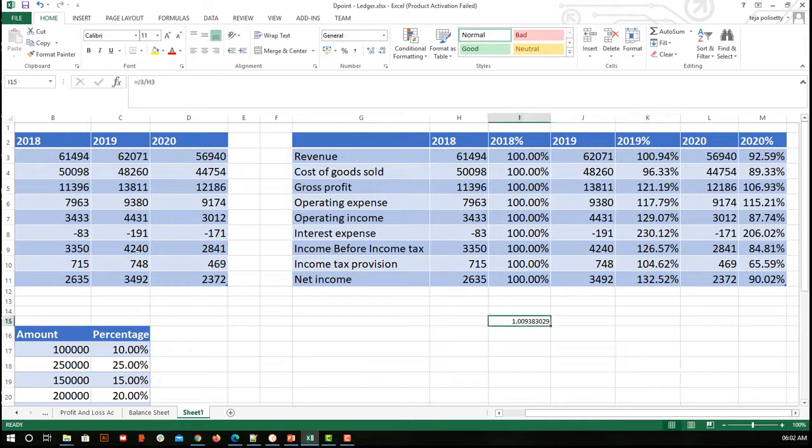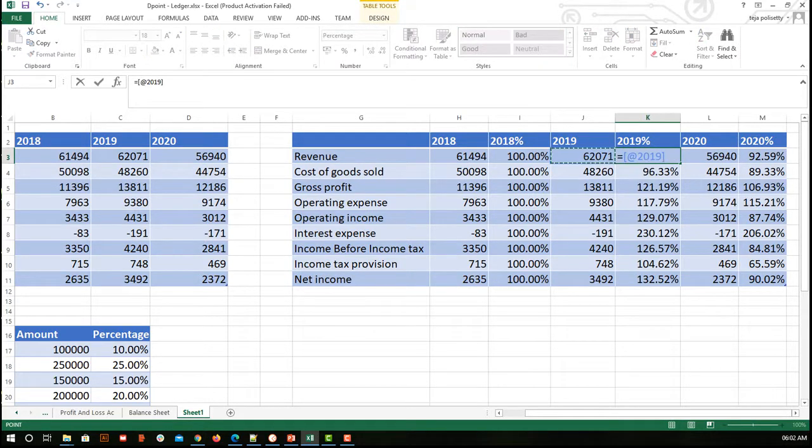Let me remove this and find the percentage here. I'll write equals this divided by this, that is the original value, and I am converting that into a percentage. So that is my 100.94 percentage. What I did is my current value divided by original value into 100. That's why I am getting my percentage.